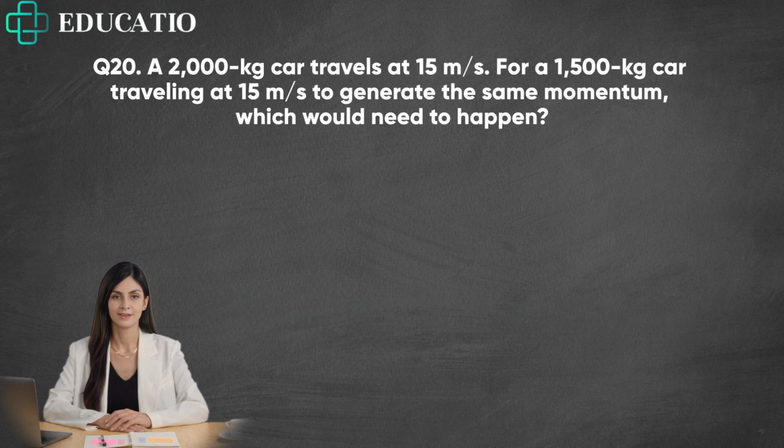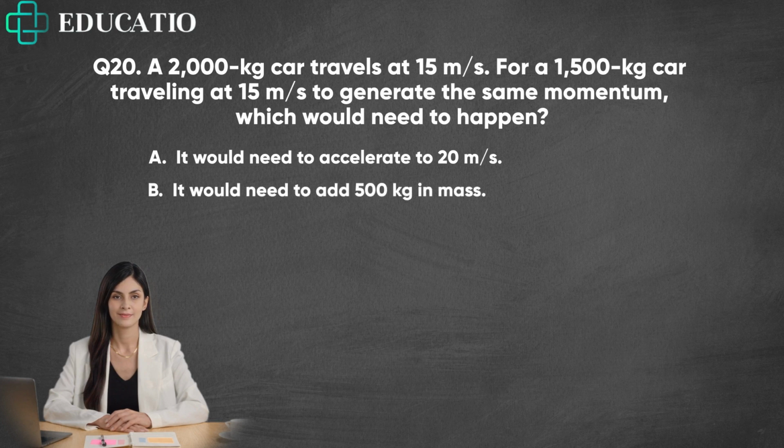Question 20. A 2,000 kilograms car travels at 15 meters per second. For a 1,500 kilograms car traveling at 15 meters per second to generate the same momentum, which would need to happen? A. It would need to accelerate to 20 meters per second. B. It would need to add 500 kilograms in mass. C. Both A and B. D. Either A or B.